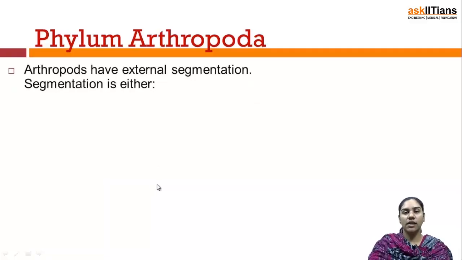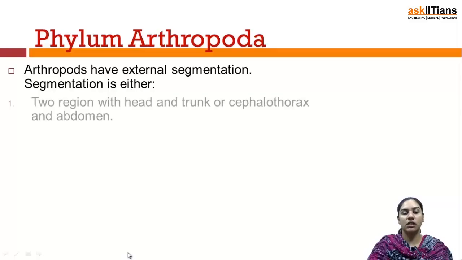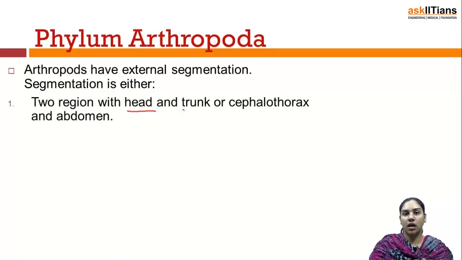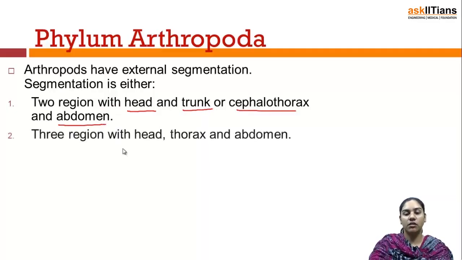The arthropods have external segmentation. That means their body is divided into segments, also known as metamers. And segmentation is either two regions, with the head and the trunk, or the cephalothorax and abdomen. Or it may be three regions, with the head, thorax and abdomen.